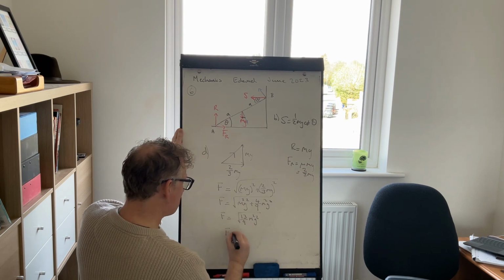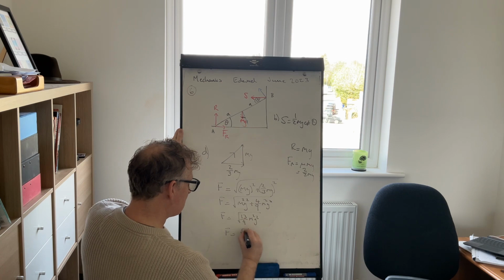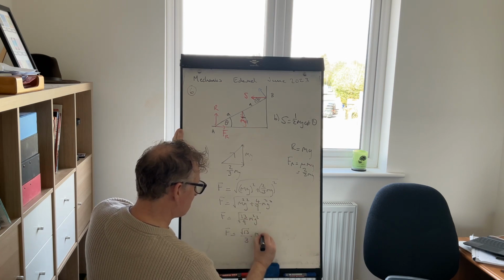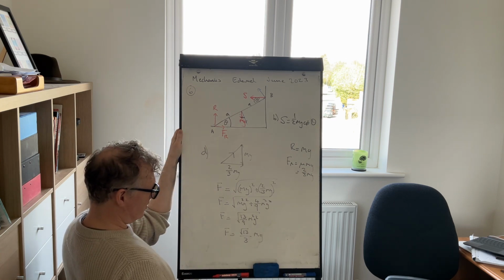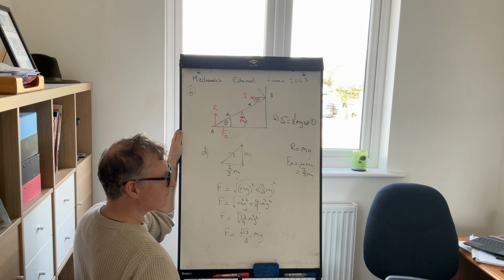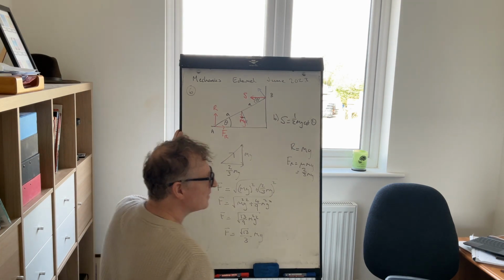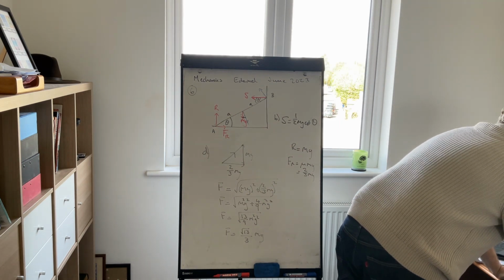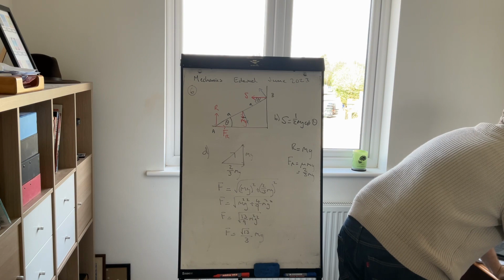And when you square root that, well, square root of 13, no thank you. Square root of 9, 3. Square root of m squared g squared, surprise, surprise, is mg. So you're going to get root 13 over 3 mg. Okay, so just moving me thing down, excuse me for a second.